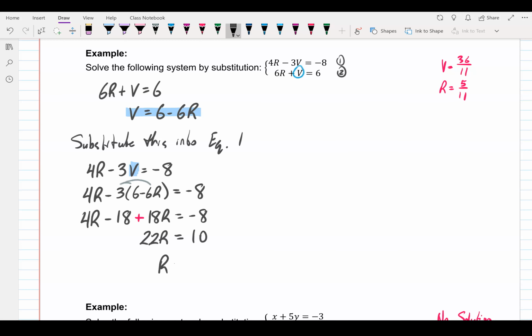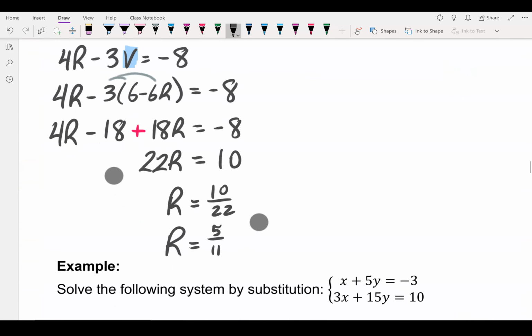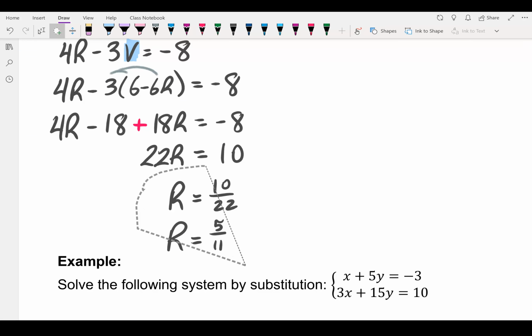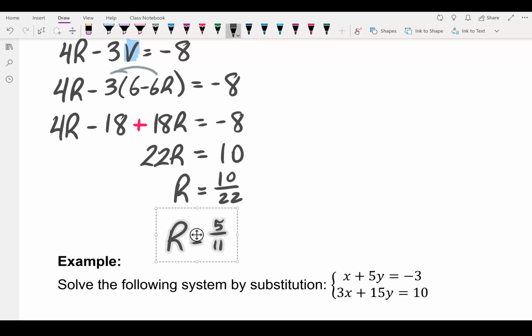Divide both sides by 22, you end up with 10 over 22. There's another way you could represent this. You should simplify it to say that r equals 5 over 11, because if you divide both by 2, some students I found had a little bit of an issue with this when I did it before in class. That simplification, if you don't have a calculator that does it automatically, just means we can divide the top by 2 and divide the bottom by 2, and it would simplify out.